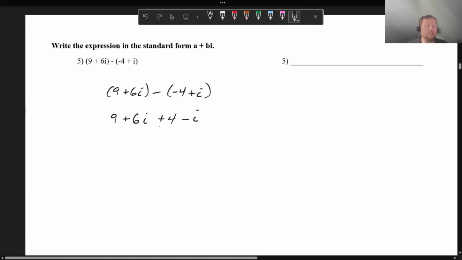And now that we've written it this way, you're just combining like terms. So 9 plus 4 is 13, 6i minus i is 5i. That's all there is to adding or subtracting complex numbers. Manage the parentheses and then combine like terms. Write the real number on the left and write the imaginary part on the right, and you're good to go.